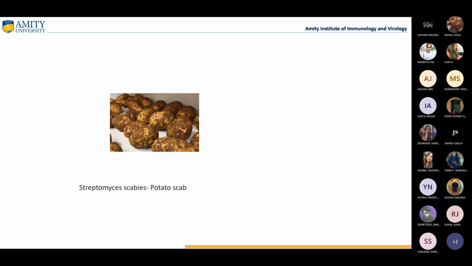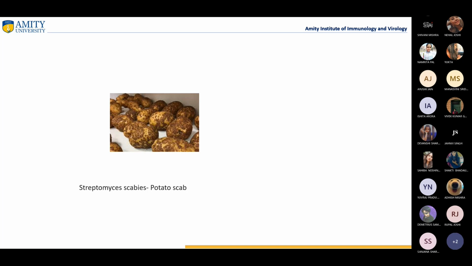Manaswani. Yes, Manaswani. Ma'am, if the symptoms for bacterial and fungal infections are so similar, how would we identify if it's a bacterial or a fungal infection? Yeah, I'll tell you, Manaswani. This is a good question, right? Definitely we should know that.